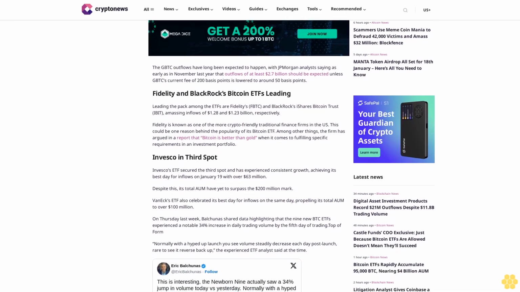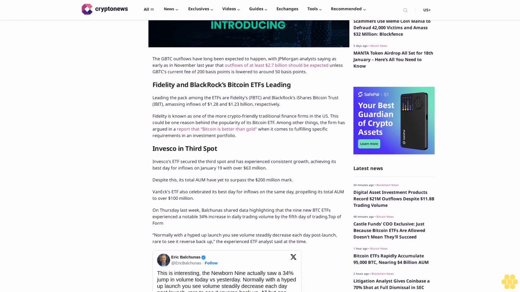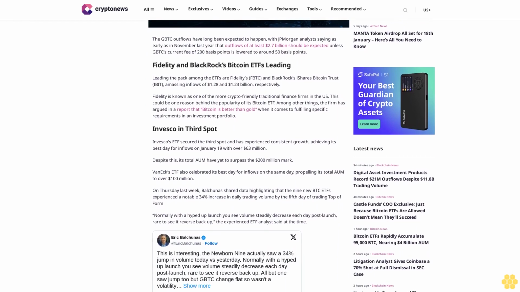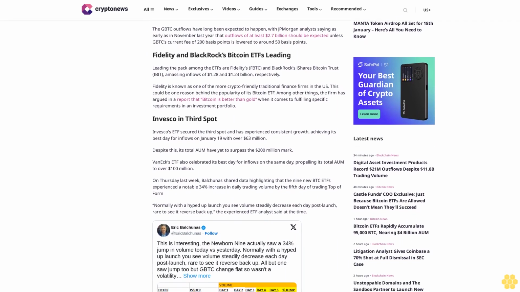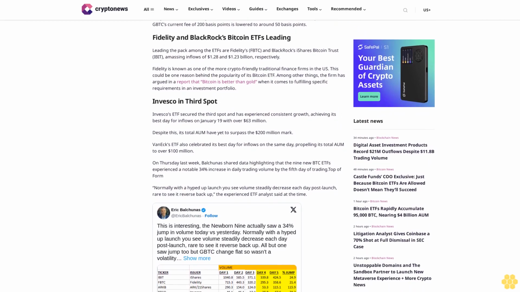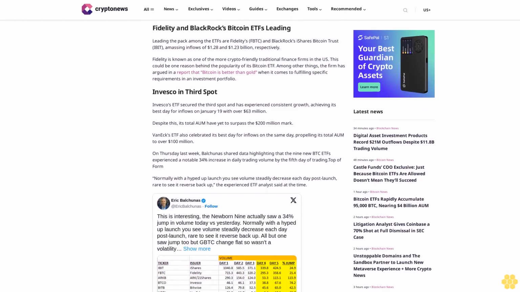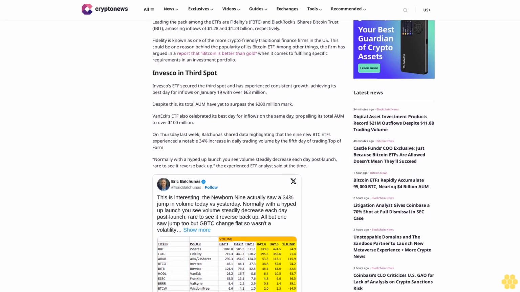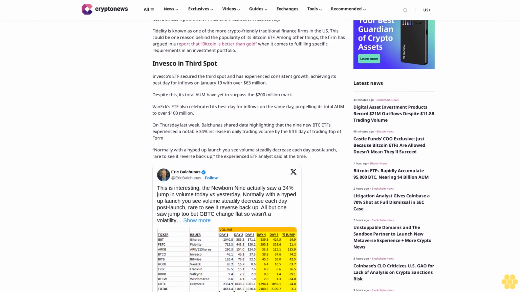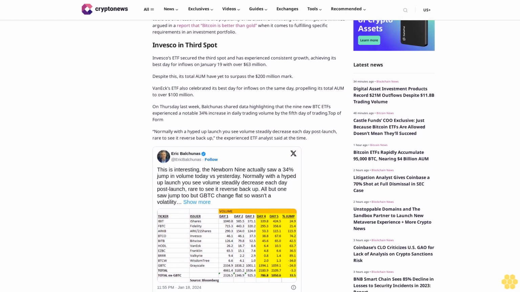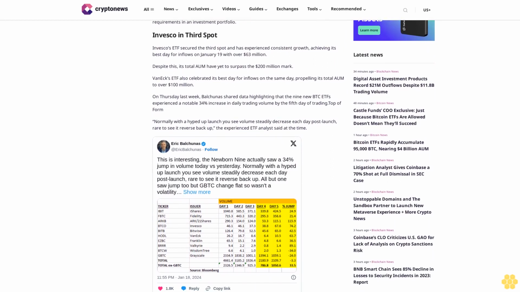Invesco in third spot. Invesco's ETF secured the third spot and has experienced consistent growth, achieving its best day for inflows on January 19 with over $63 million. Despite this, its total AUM have yet to surpass the $200 million mark. Bitwise's ETF also celebrated its best day for inflows on the same day, propelling its total AUM to over $100 million.